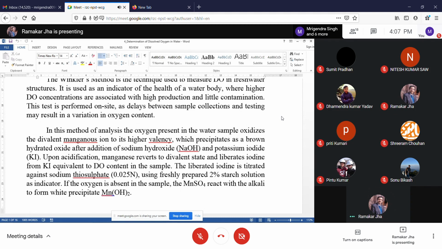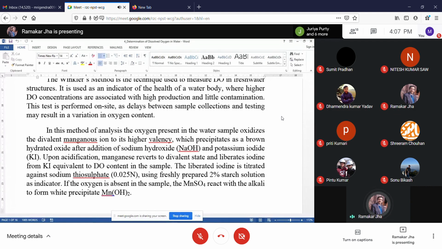And when we do the acidification, we find that KI has gone back. KI is there, and the iodine from the KI, equivalent to DO, will remain. So the iodine will be equivalent to DO. That is why we can consider this directly as the DO value. It is a chemical process, and this you can very well understand.